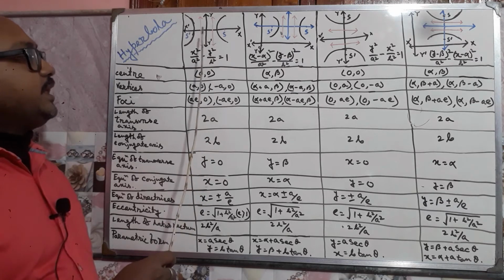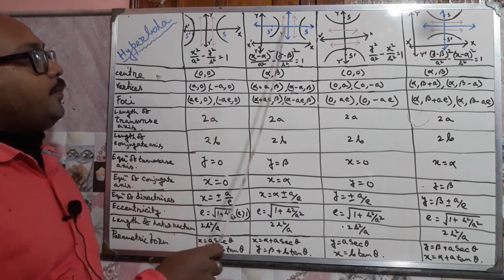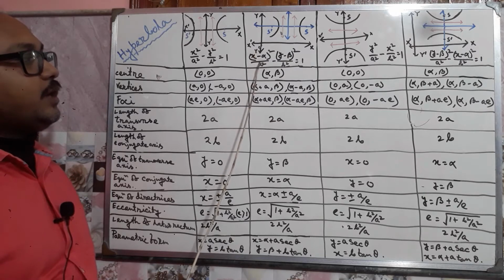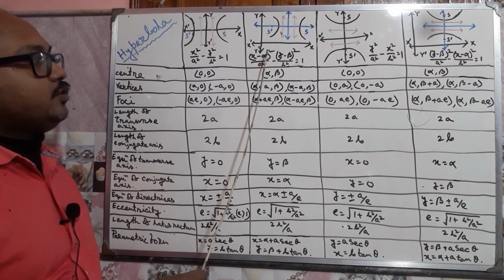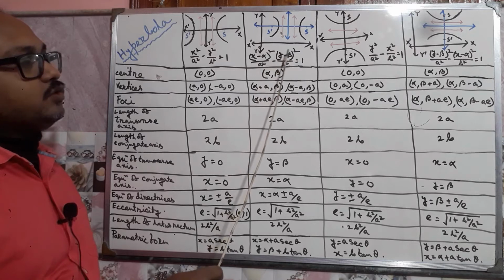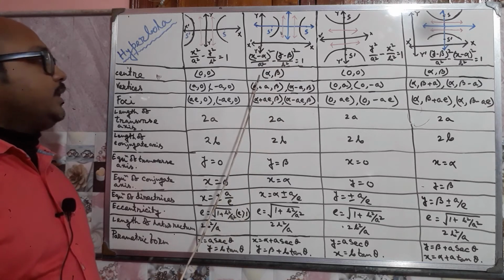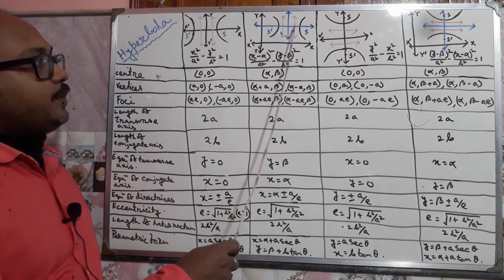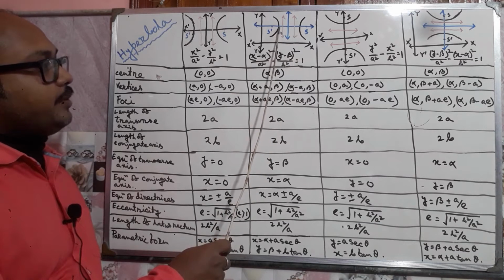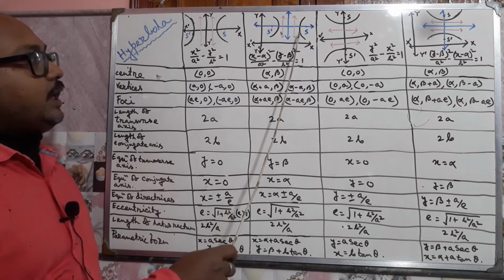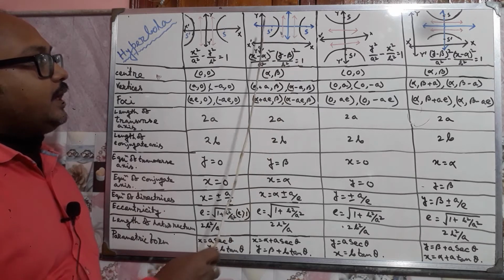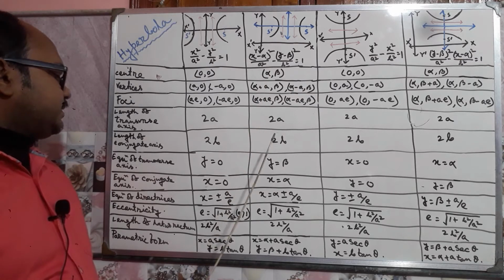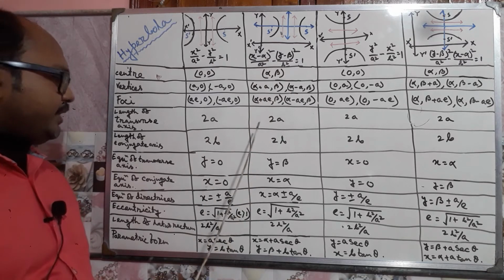Now, if this center is shifted to the point (alpha, beta) instead of the origin, then the standard form will be (x minus alpha) whole square by a square minus (y minus beta) whole square by b square equal to 1. Then the center is (alpha, beta), vertices (alpha plus a, beta), (alpha minus a, beta), foci (alpha plus ae, beta) and (alpha minus ae, beta). Length of the transverse axis and conjugate axis is the same as the previous.